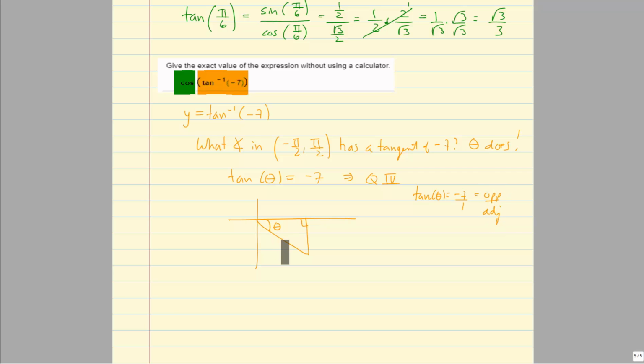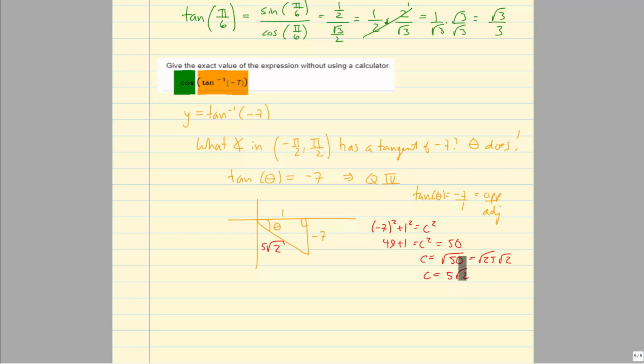So opposite of theta would be -7, adjacent would be 1. Now if you go through and use Pythagorean's theorem, then this would be the square root of 50, which is 25 times 2. Square root of 25 is 5, so this is 5 root 2. Now if you didn't follow, that would be a -7 quantity squared plus 1 squared equals that hypotenuse squared. So that's c squared equals 50. C equals plus or minus square root of 50, but we're looking at the hypotenuse here, so that would be the positive square root of 50. Root 25 root 2, 5 root 2.